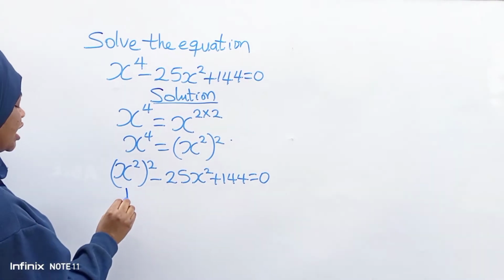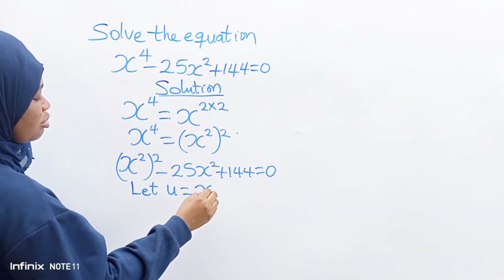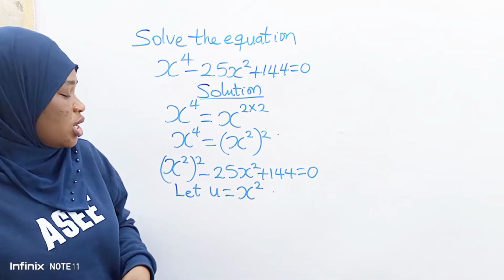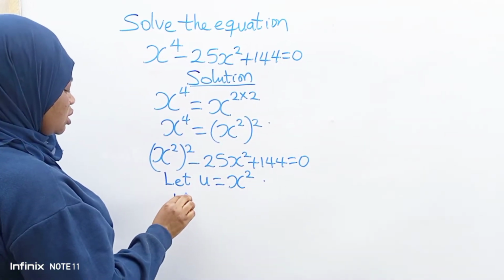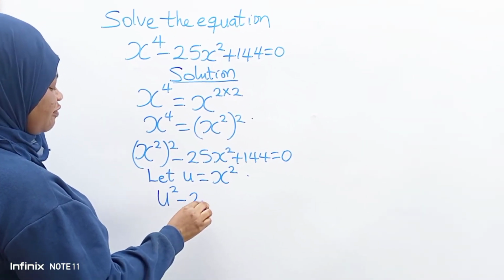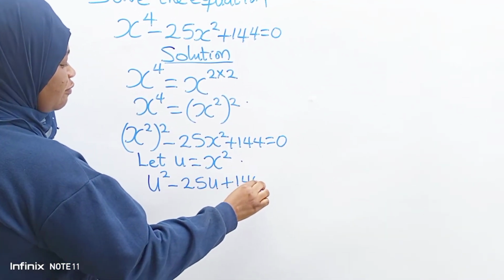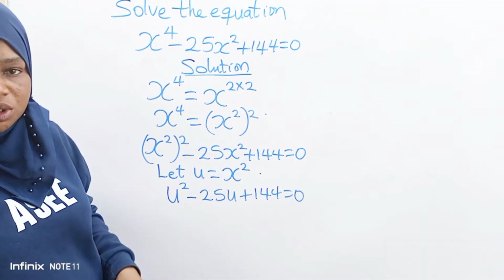So you can now say that let u be equal to x raised to power 2. So anywhere you see x raised to power 2, we are going to put u there. So I have u squared minus 25u plus 144 is equal to 0. So this is a quadratic equation now.